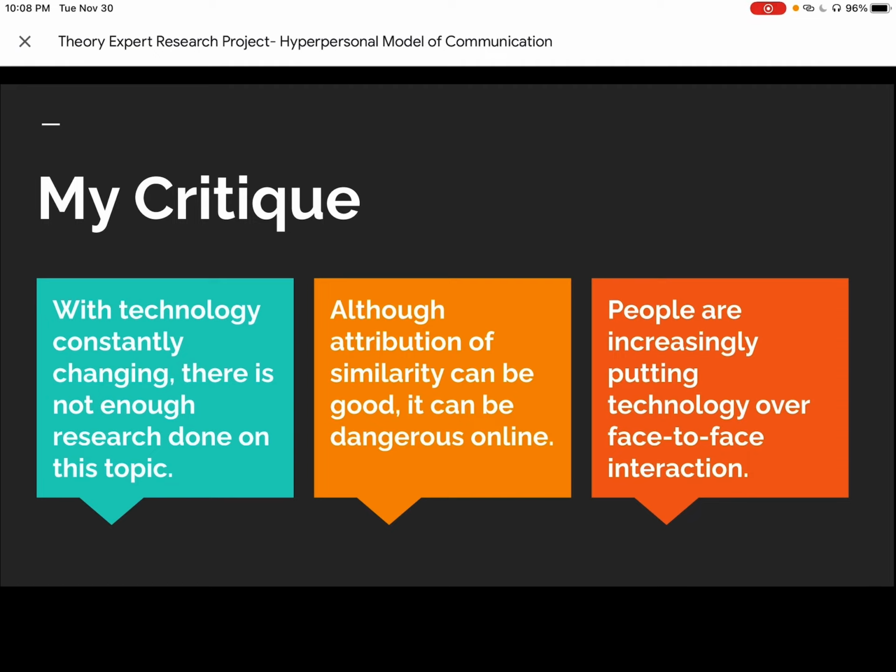Two, although attribution of similarity can be good, that is, finding ways that you're similar with somebody else, it can be dangerous to do online. It can lead to sharing more personal information with strangers. Three, people are increasingly putting technology interaction over face-to-face interaction. That can be bringing changes in how we communicate in general, or how people communicate as a whole. Like in the video, more and more updates are coming, so the possibility of communication changing is always there.